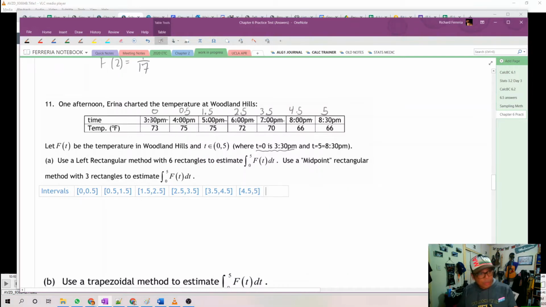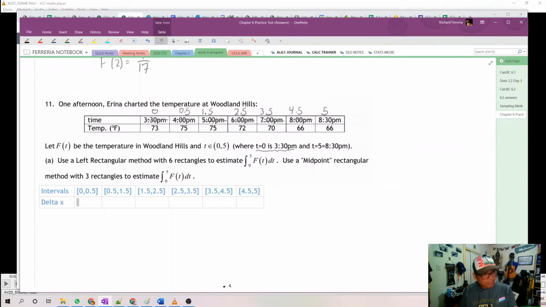Next line we're going to do is our delta x. So we've got delta x, and I'm going to write the word delta here. Not a big deal. 0.5, 1. 2.5 minus 1.5 is 1. 3.5 minus 2.5 is 1. 4.5 minus 3.5, that's 1. And this last one is 0.5 as well. Now we're using a left rectangle, so we're doing the function f evaluated at x on the left.